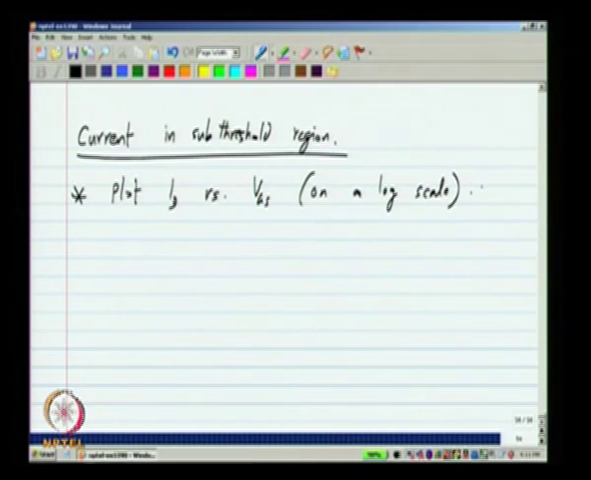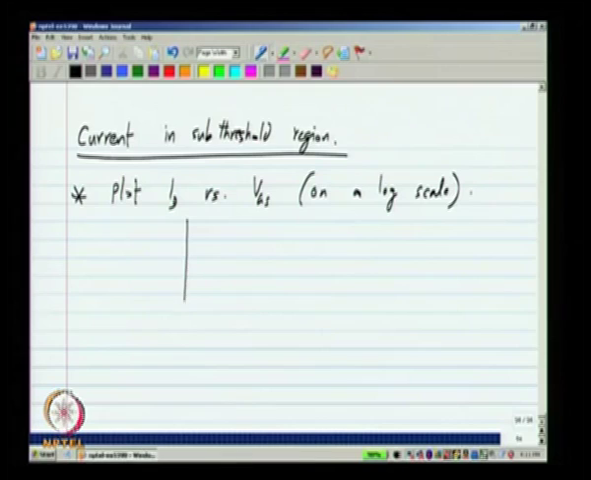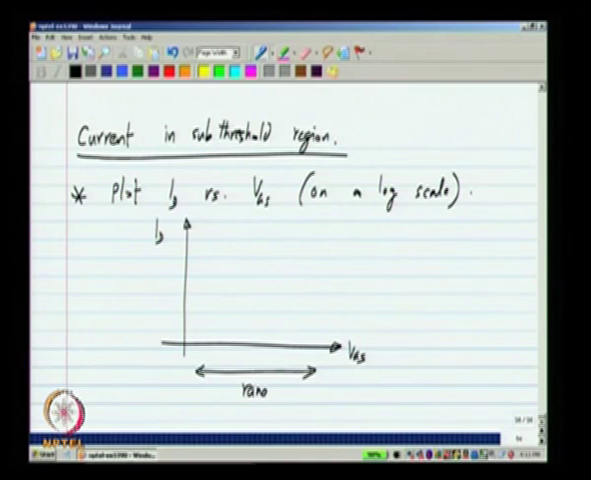As you know, the log scale is used when the quantities cover a wide range, and as I said, when VGS goes below the threshold voltage, the currents will be so small that they can be meaningfully represented only on a log scale. Okay. You can plot ID versus VGS and you cover a range of VGS which includes values less than Vt. Okay.